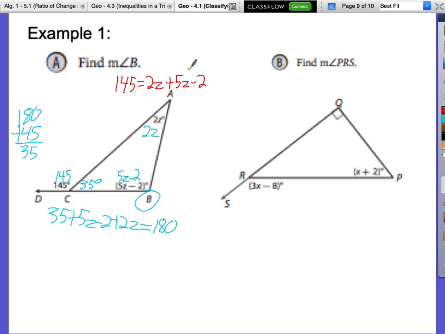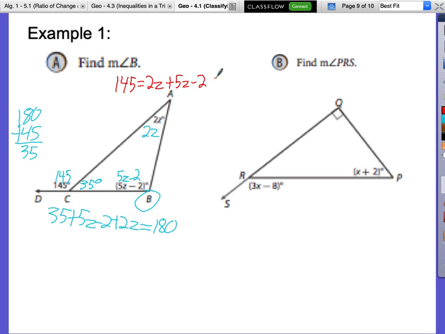So we can either do the equation in the red or the equation in the blue. You get the same answer. Which one's quicker? Red's quick. We're going to do the red one together real quick.